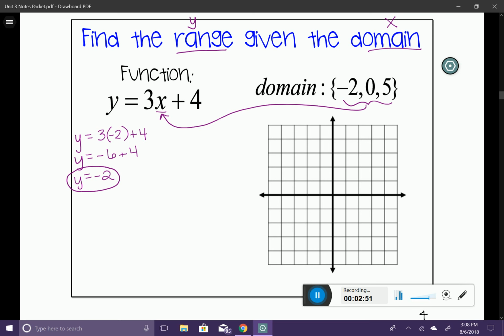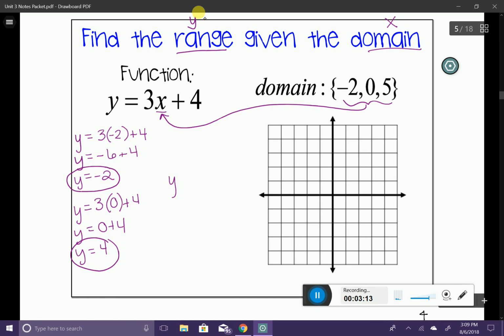I have two other of these to do, so let's go ahead and do that. y equals, this time I'm going to substitute the domain value 0 into x, and I'm going to solve. So 0 plus 4, that's a nice easy one, is going to give me 4. So that's my output value. My input value was the x value, and then the output is my y. And then I have one more to do. y equals 3 times the domain value of 5, plus 4. So you can see here that I have 15 plus 4, and y is going to equal 19.